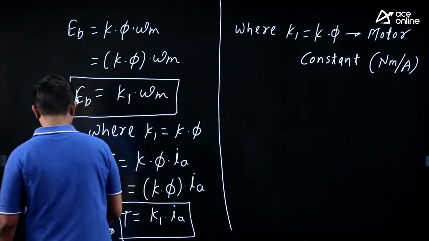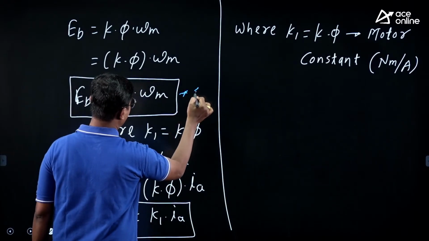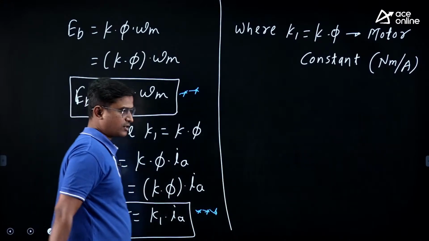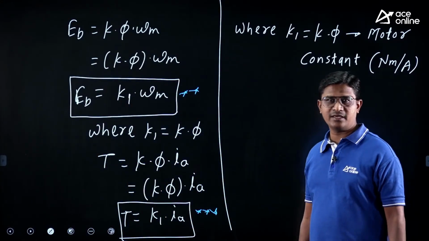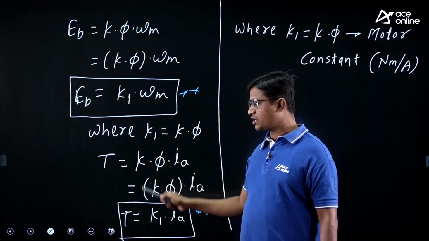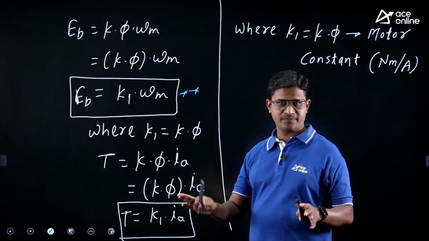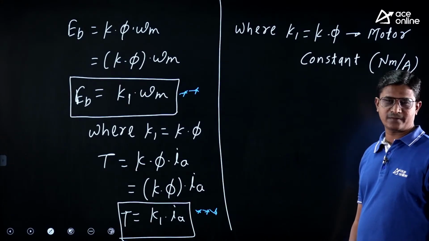So for a separately excited DC motor, these two expressions are important. Sometimes they will give the motor constant value directly, so we need to use the motor constant value in these two expressions, and from that you can find the torque value, the EB value, etc. So this is about the separately excited DC motor.